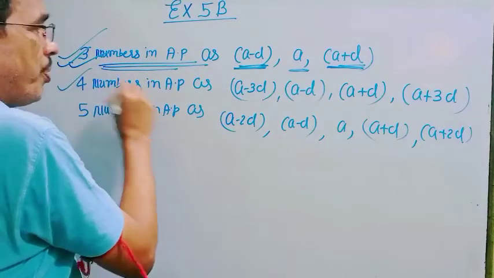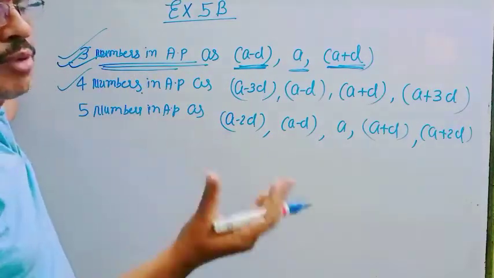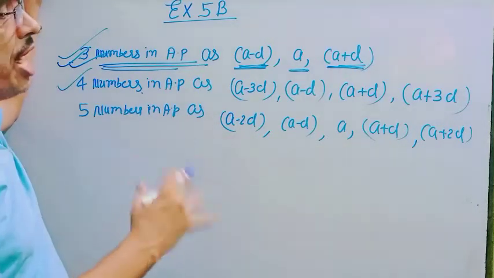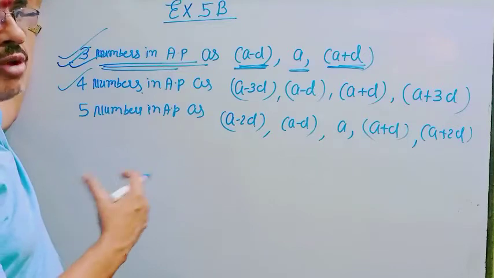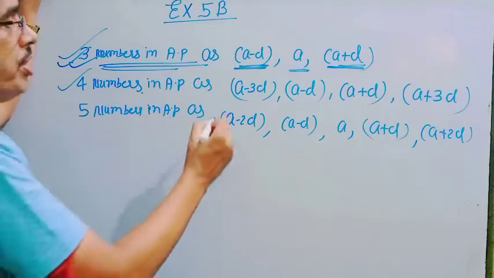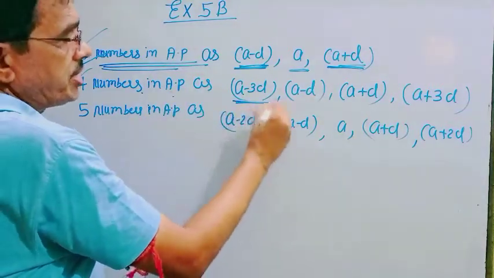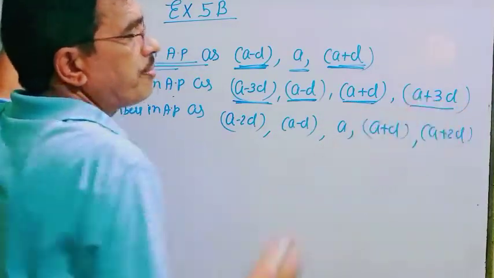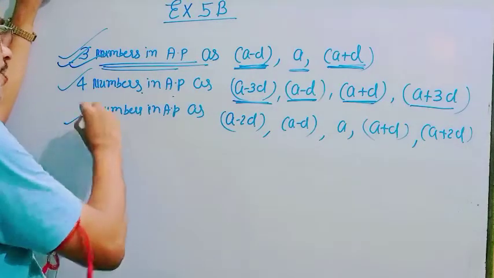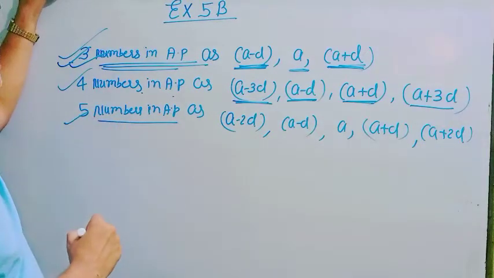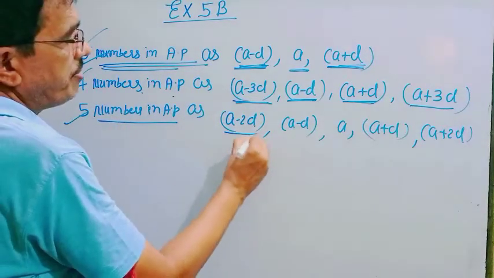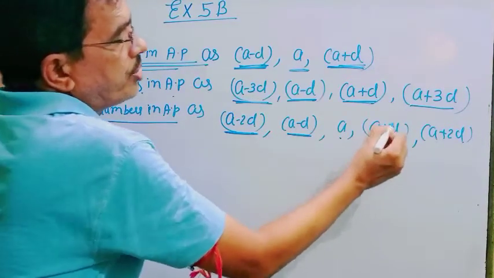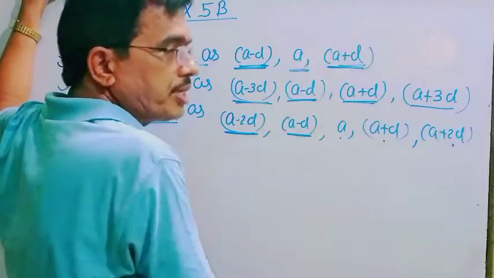Similarly, if there are 4 numbers in AP whose sum of squares is 316 and whose sum is 15, then find the AP. At that time you suppose the first number is a minus 3d, the second number is a minus d, the third number is a plus d, and the fourth number is a plus 3d. And if there are 5 numbers in AP, then you write the first number is a minus 2d, the second is a minus d, the third is a, the fourth is a plus d, and the fifth number is a plus 2d.